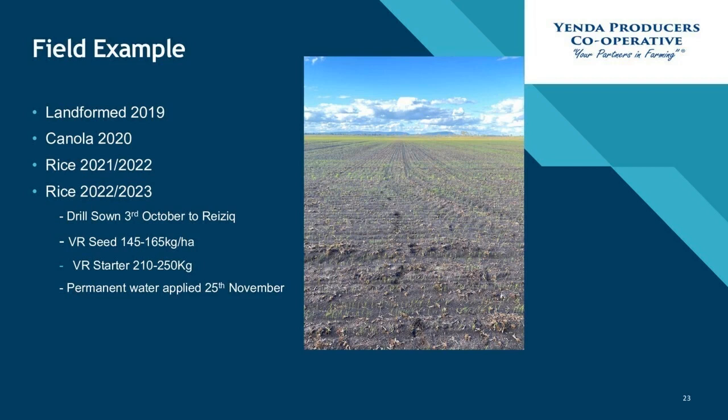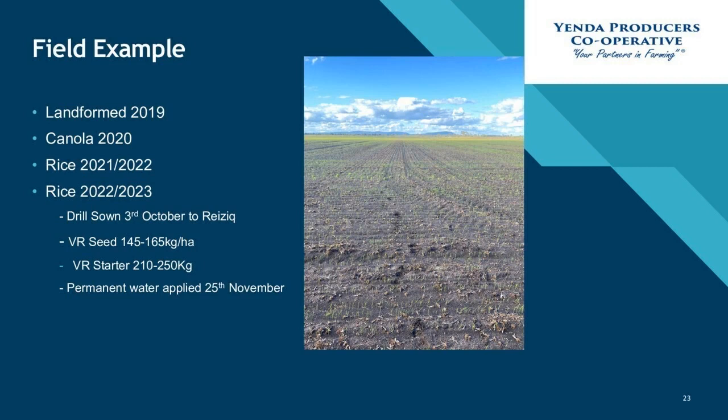But basically what happened in 2019, it was landformed from a border check to a terrace layout. So basically bay size doubled. So a lot of dirt was shifted, and it's the second time it's been shifted. So anyone knows that once it's been moved twice, it's really hard to find where the soil has gone that second time. It was sown into canola, seed canola, so not a reliable image or yield data map, because we have males and females.